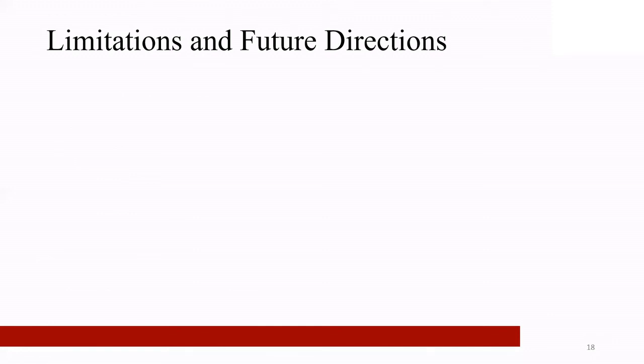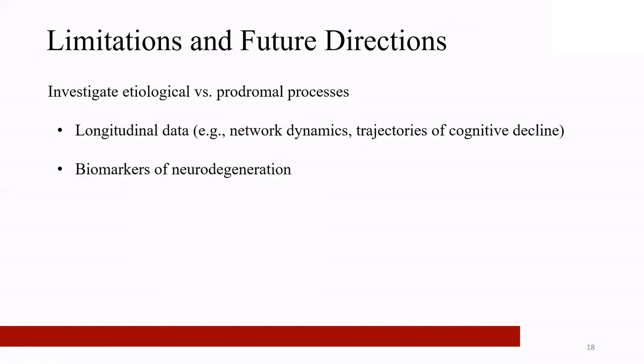So moving forward, we hope to address some of these limitations by, in part, investigating the etiological and prodromal processes. We'll do this by bringing in the longitudinal data from phase 2 of SNAD, which helps us look at network dynamics and trajectories of cognitive decline. And it also will allow us to look at biomarkers of neurodegeneration to test that etiological process.